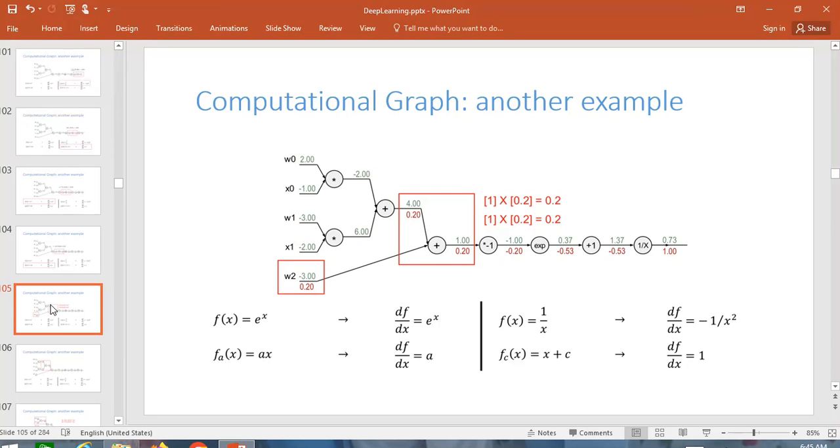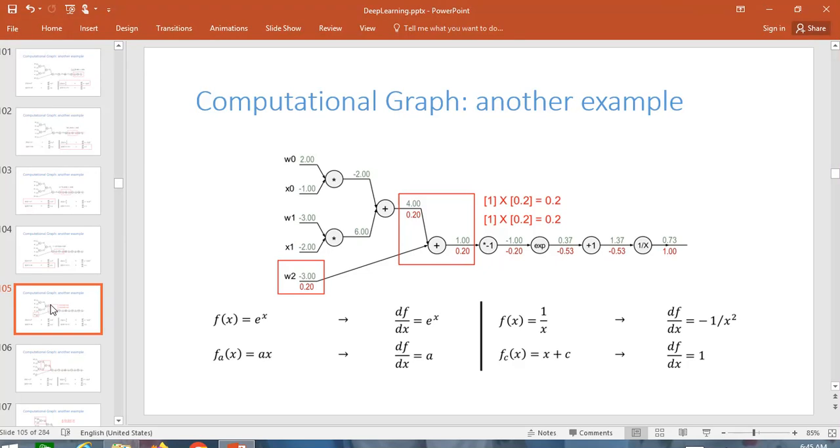Here we have also checked the backward stage. The functions that I have put in the slide along with their differentials are the functions that are used in the nodes of this computational graph. In each node, we have the gradient relative to the output and we want the gradient relative to the input. We must multiply the output gradient by the local gradient.